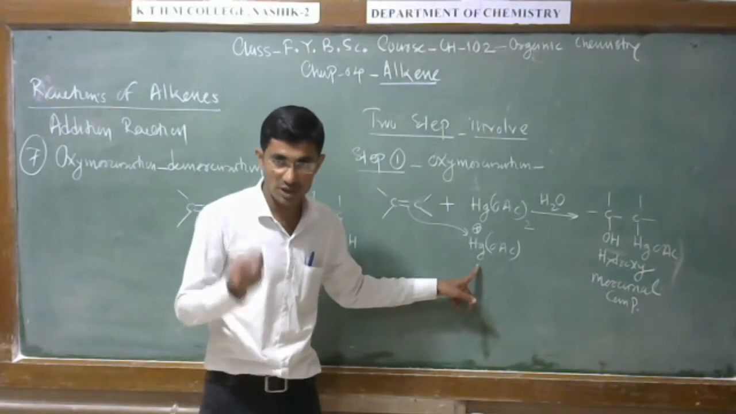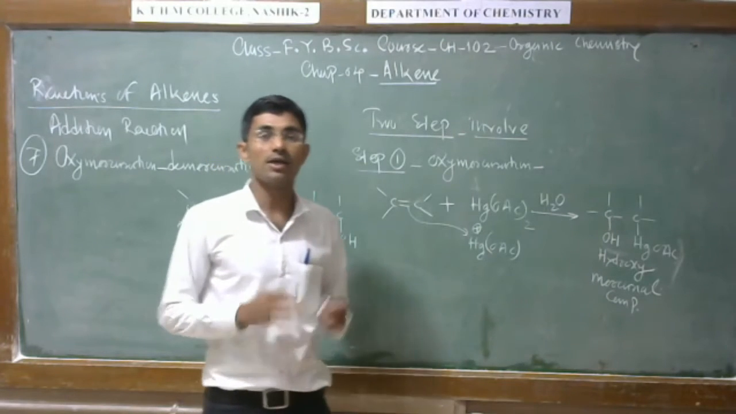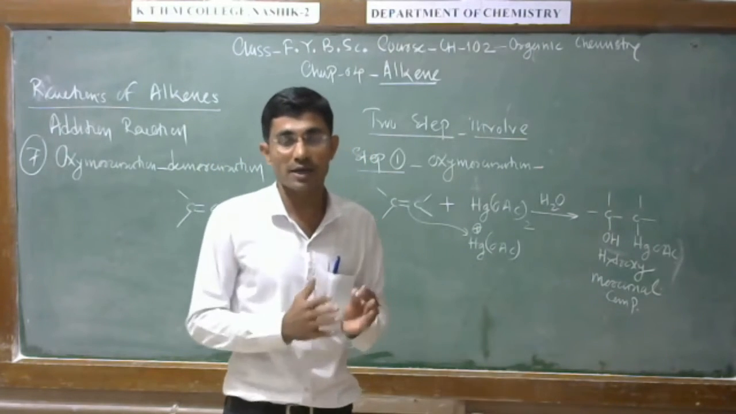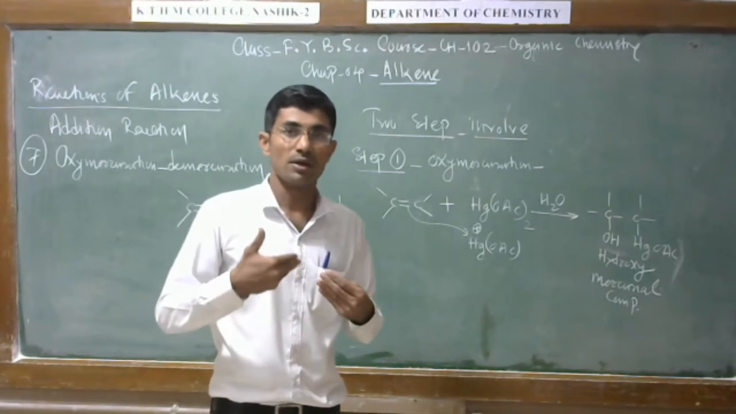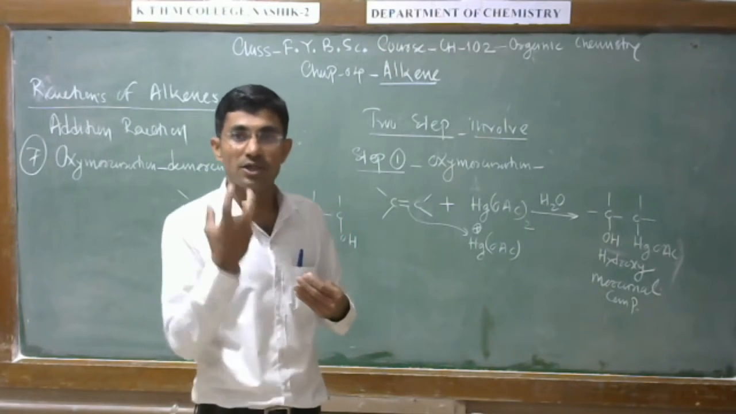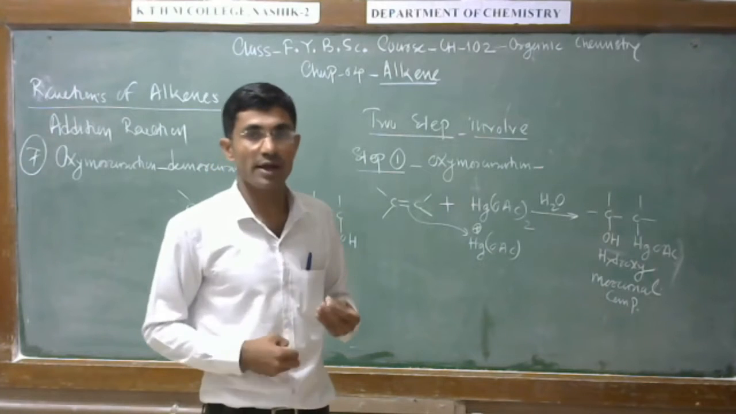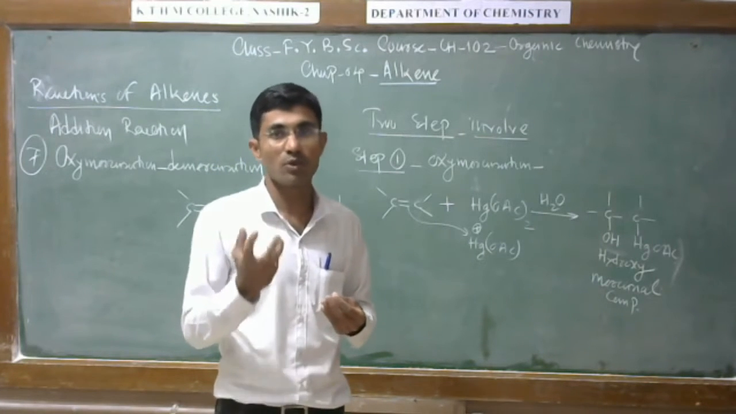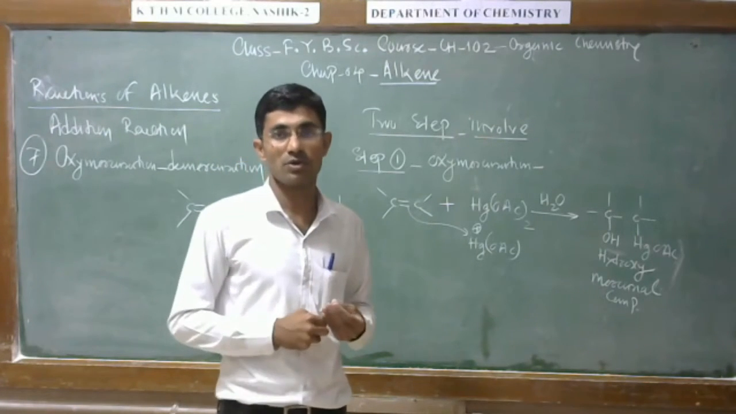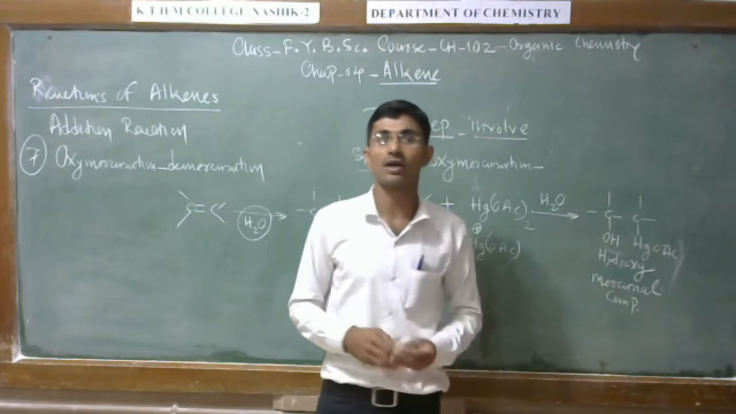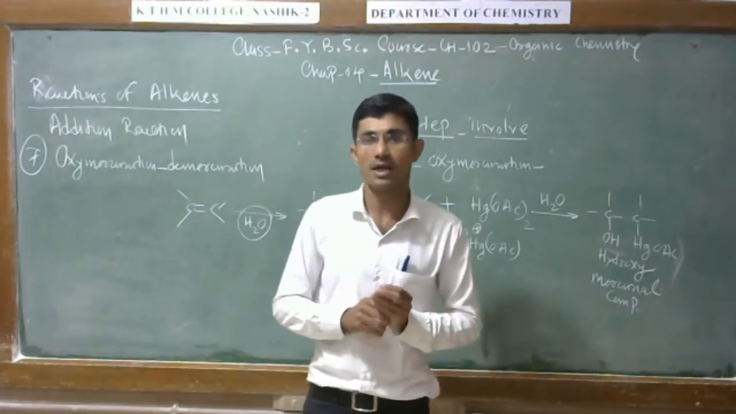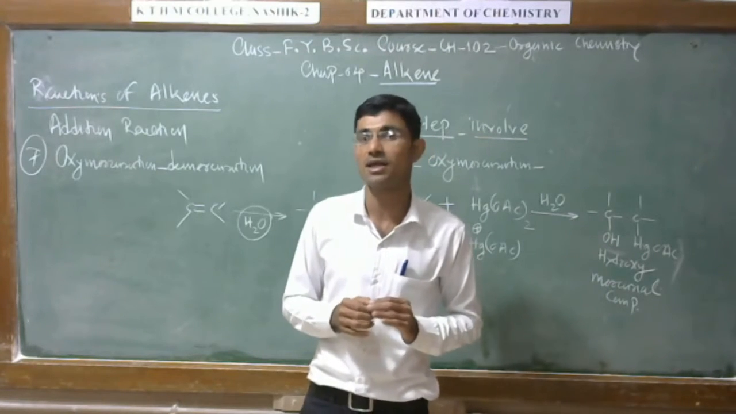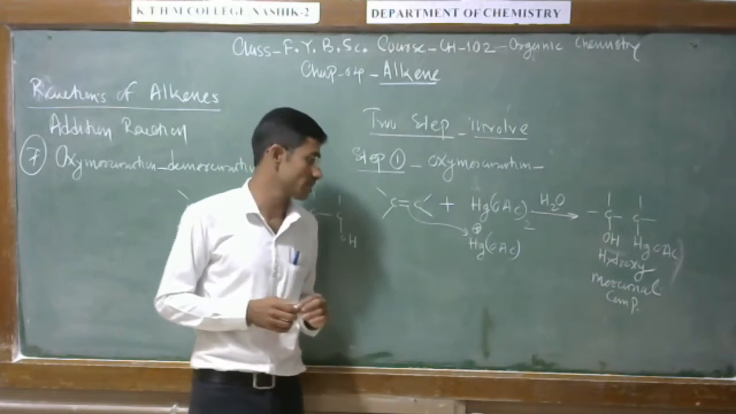So the oxymercuration reaction involves electrophilic addition of the mercurial ion to the carbon-carbon double bond, followed by addition of a nucleophile, means OH minus ion, from water. So we get this kind of addition product, the hydroxymercurial compound. So this is the first step of the reaction, the oxymercuration reaction.